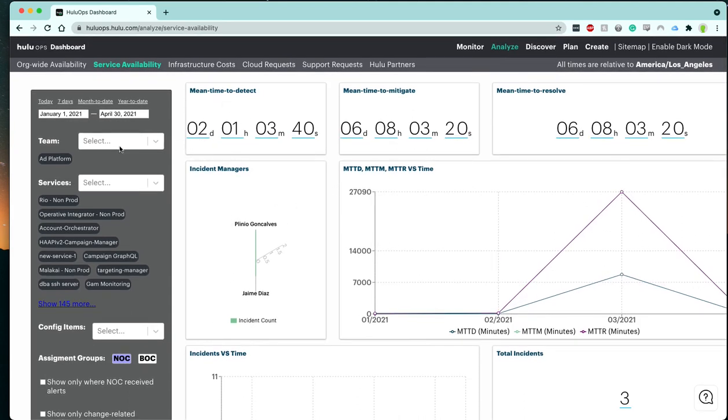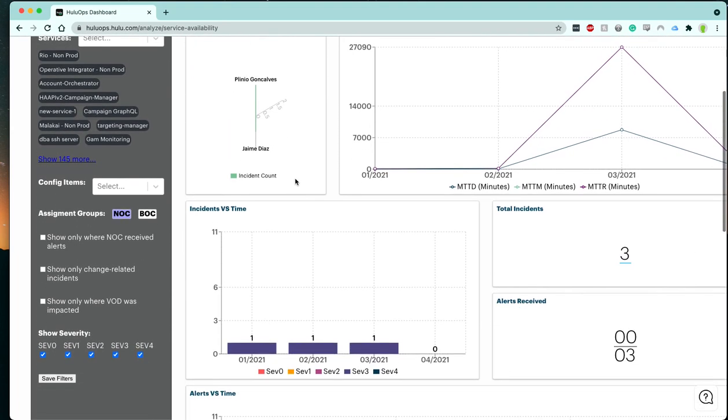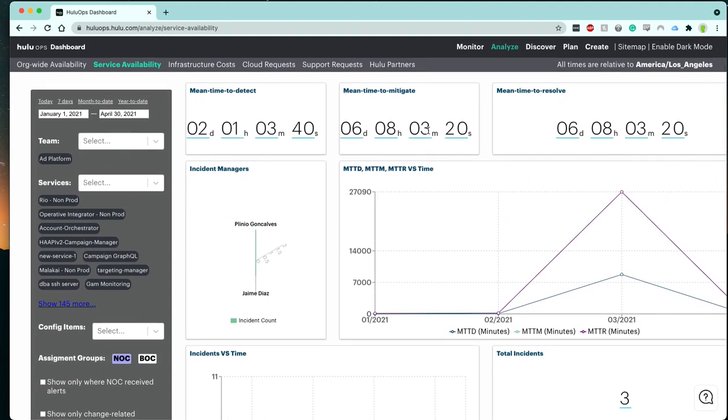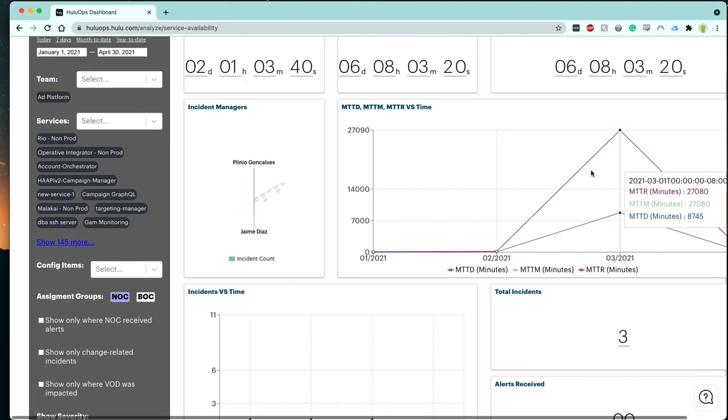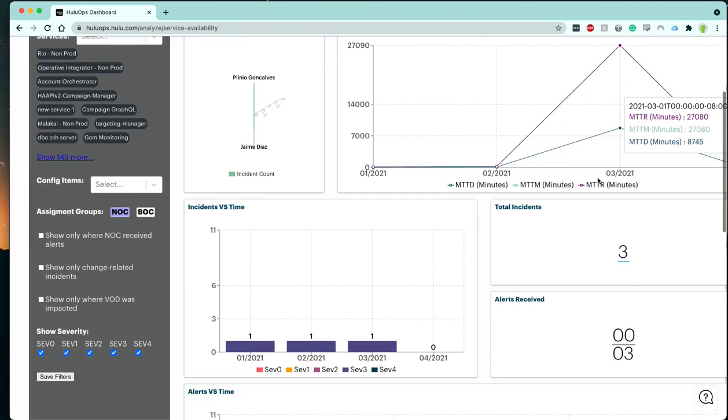So the mean time to detect for ad issues, the average time is 2 days and 1 hour. It's very long. But these are Sev 3 and Sev 4 incidents, which means low priority, high priority bugs. The mean time to mitigate, or average time to relieve customer pressure, is 6 days, 8 hours. You can see there's a significant increase in the MTTD, MTTR, and MTTM.